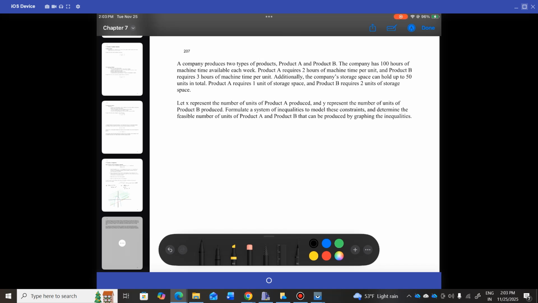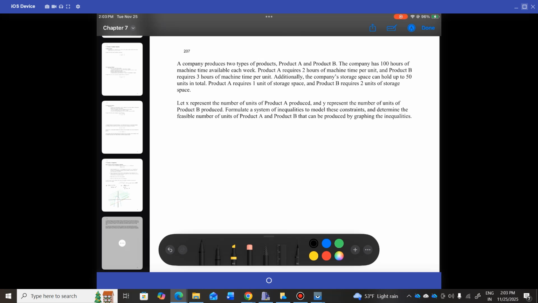Let X represent the number of units of A and Y represent the number of units of B. Formulate a system of inequalities to model these constraints and determine the feasible number of units of products A and B that can be produced by graphing the inequality.